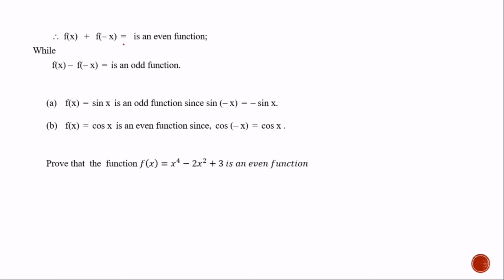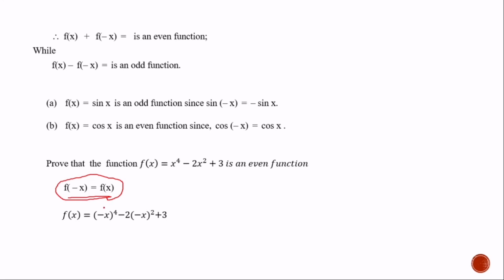So we have an example here. Let's say prove that the function f of x equals x exponent 4 minus 2x squared plus 3 is an even function. Let's prove that. So first, we know our identity. We know that our identity is this for even functions, right? So we need to know this. Please note this one.